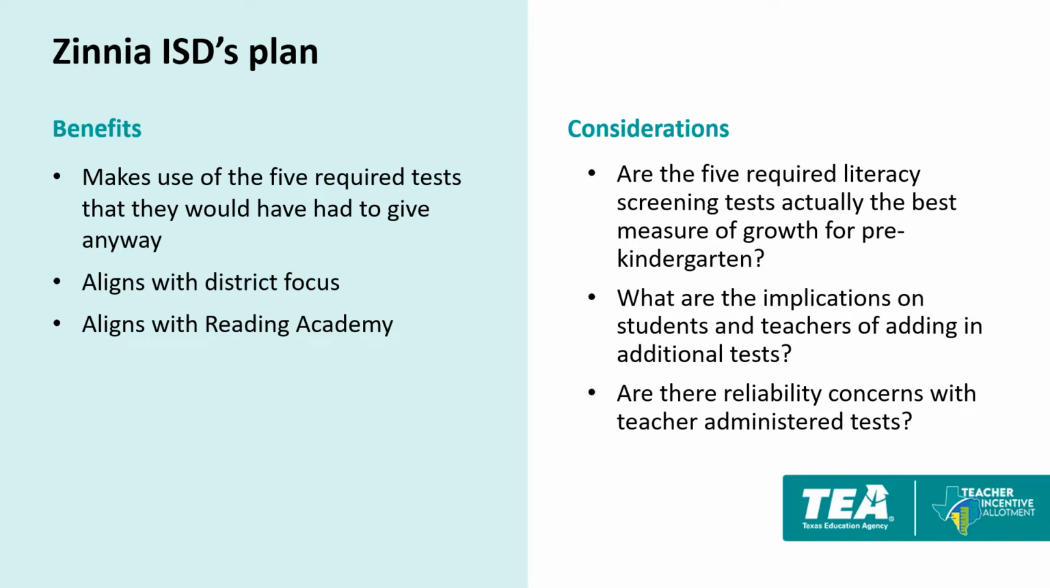First, it makes use of the 5 required tests they have to give anyway for purposes of early childhood reporting. Second, it aligns with their district focus. And third, it aligns with their Reading Academy work. Some considerations could be, are the required 5 tests that comprise the literacy screen for pre-K really the best measure of teacher effectiveness for pre-kindergarten teachers?